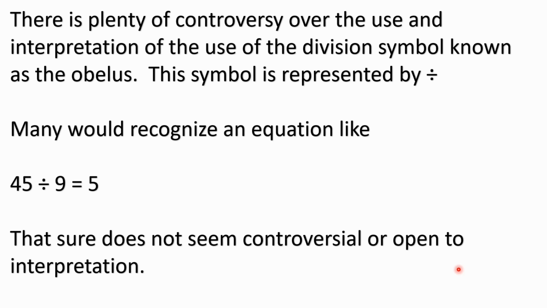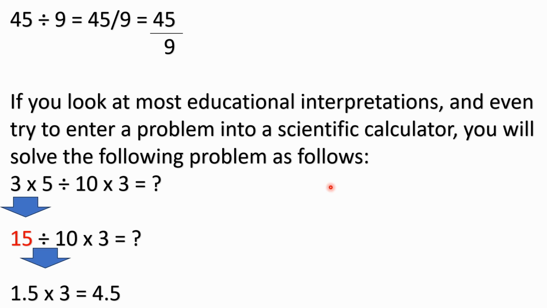The symbol is represented, as you can see here, with the horizontal line and two dots, one above, one below. Some people refer to the dots as representing the numerator and denominator in a division. Many would recognize an equation like the following. If you have 45 divided by 9, it's pretty obvious that that's equal to 5. That's not controversial or open to any interpretation. Because we have 45 divided by 9, it's the same as writing 45 ninths. You can have the forward slash or the horizontal line, 45 over 9.